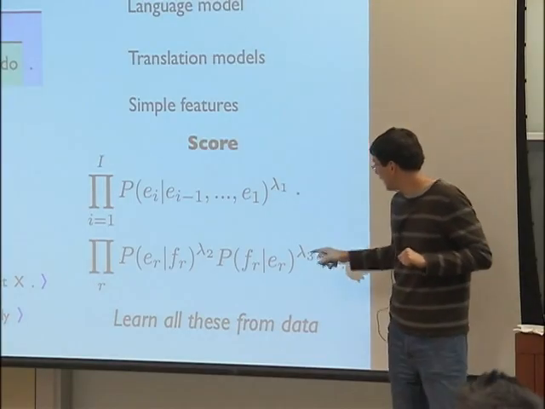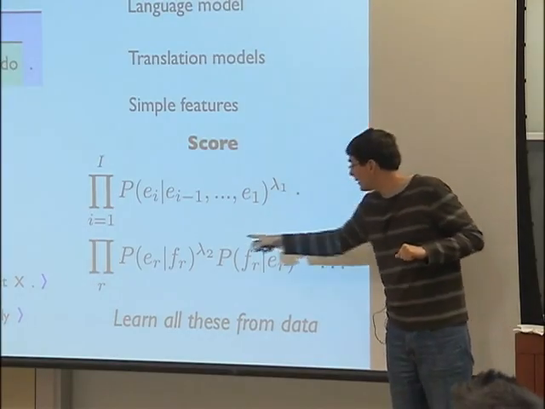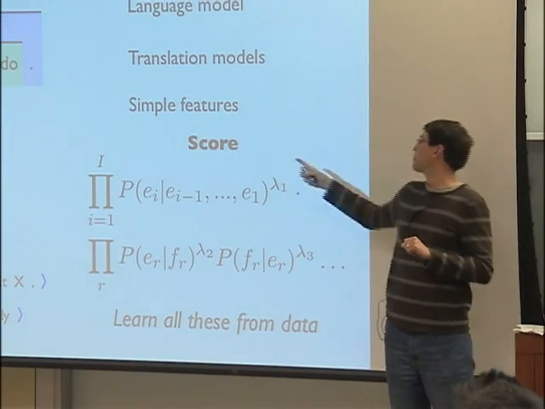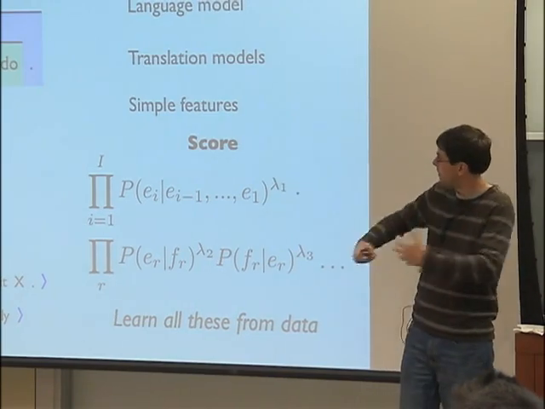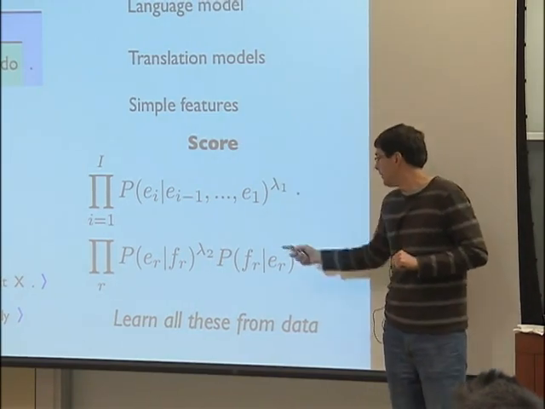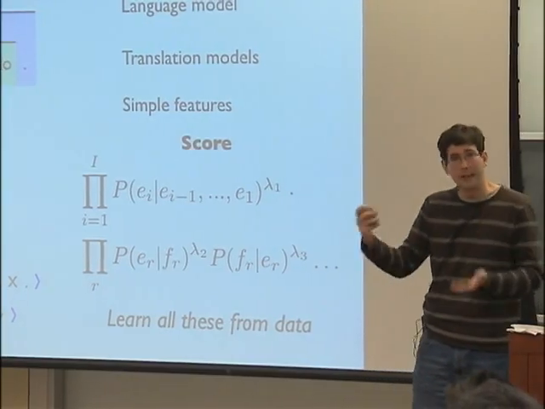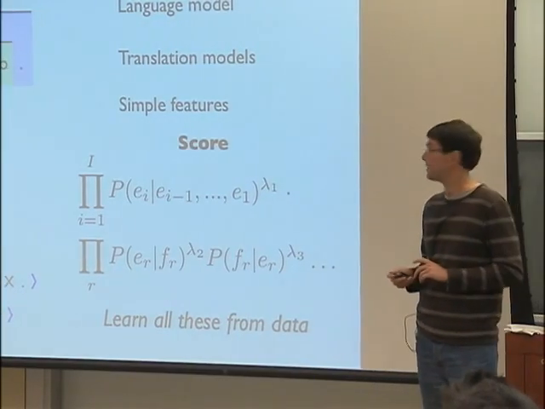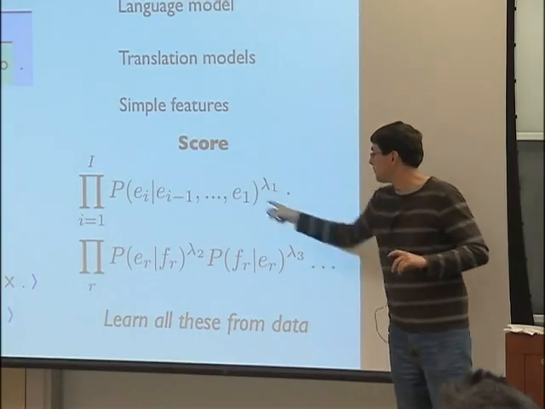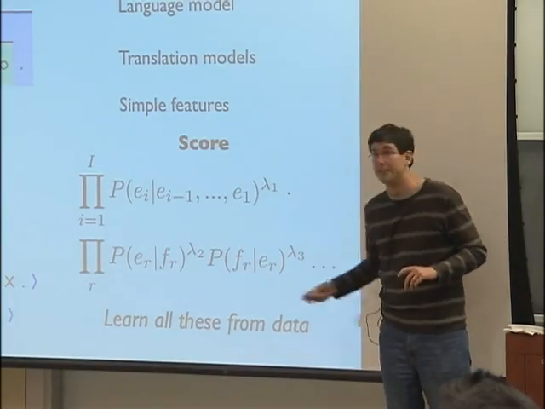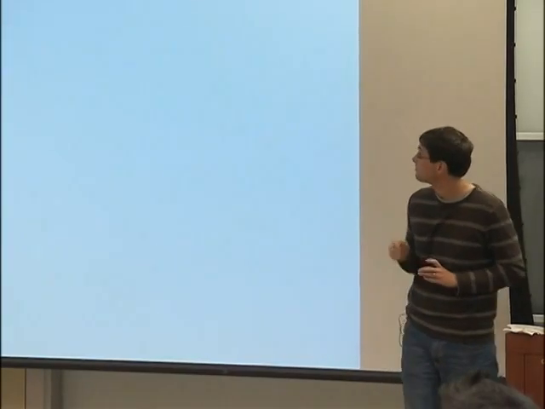We also, at the end, need to estimate these lambdas. And these lambdas say, how much do I care about getting the language model right, which is some notion of fluency, versus getting the translation models right, which is some notion of adequacy. How close is this to the original sentence? And we want to fiddle with these, but we won't fiddle with them for a while. We'll just focus on these numbers first.